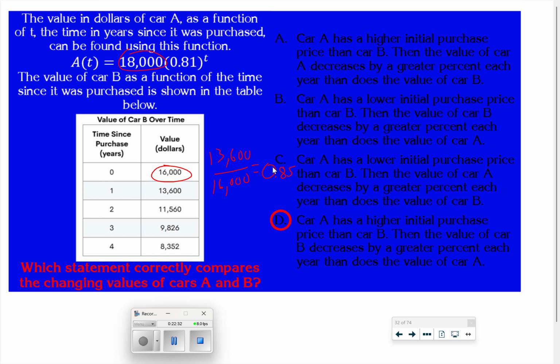Now, how did I get this 0.85? Well, remember, this is kind of like a geometric sequence. You're going to multiply by the same amount each time. And here we're multiplying by 0.81. So how did I find that number? I just took the initial value and divided it into the second one and got this 0.81. Now I know I am multiplying this by 0.8, and this one I'm multiplying by 0.81, so B is greater, so that's why it's D.